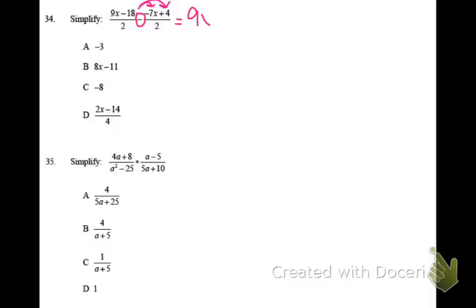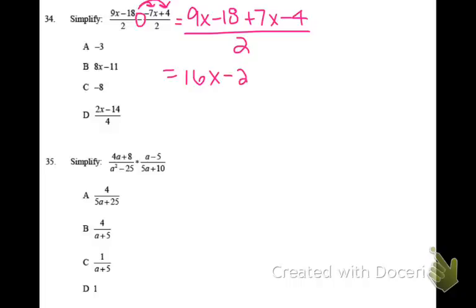So I have 9x minus 18 minus negative 7x, so that becomes plus 7x, minus 4, because you're distributing the minus completely, over 2. So 9x plus 7x is 16x. Negative 18 minus 4 is negative 22 over 2. Now both of those are divisible by 2, so you can divide, so that gives you 8x minus 11, which is letter B.